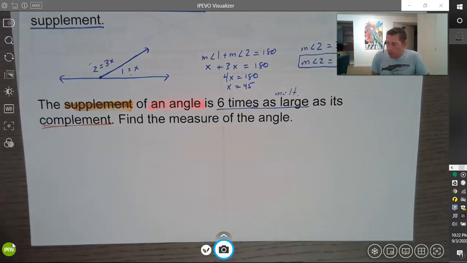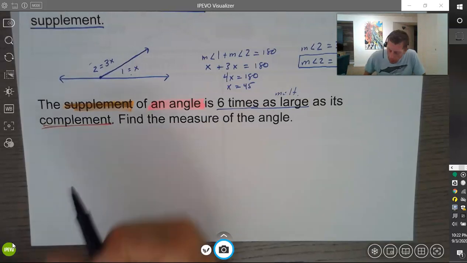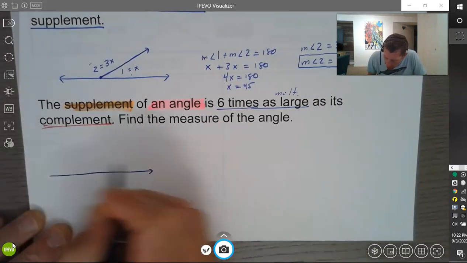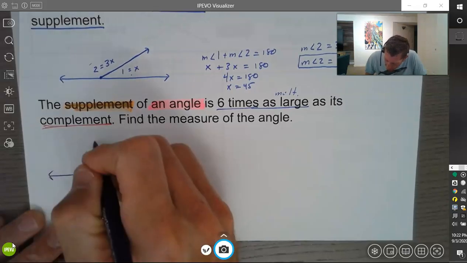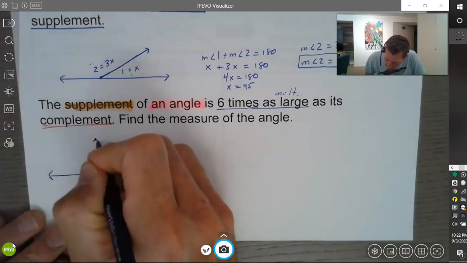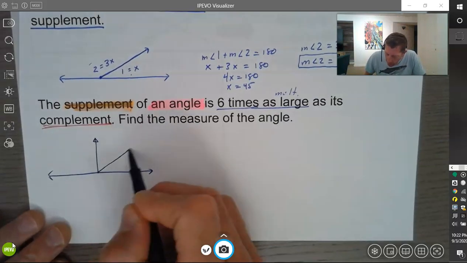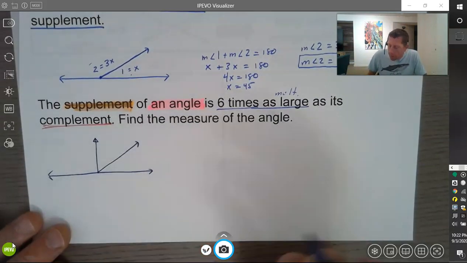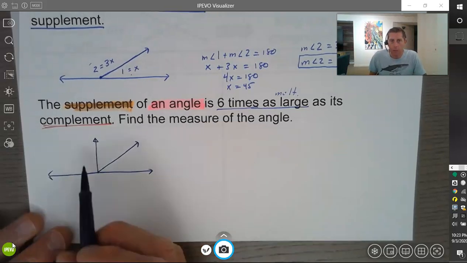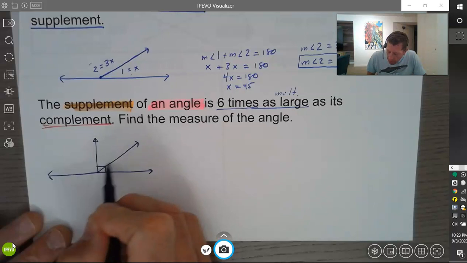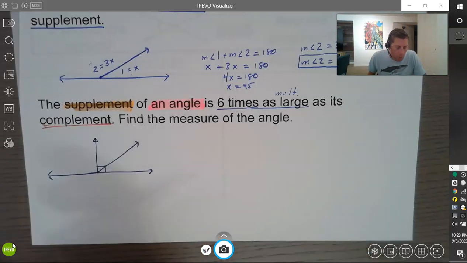So let's just draw this out and see kind of what it's going to look like, so we can visualize it. All right, so we have a straight angle, because we know we have a supplement. We have a complement, which is going to be 90 degrees. And then we also have an angle. Okay? Now, I'm not really drawing this to scale, with the exception of the straight angle and the right angle. But this angle here, we're not quite sure how big it is. So we can't make any assumptions.